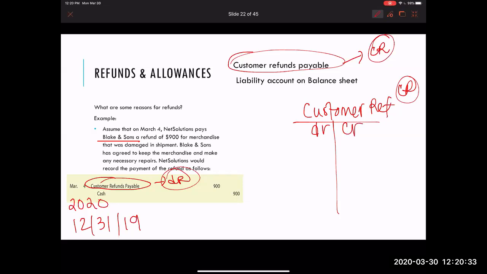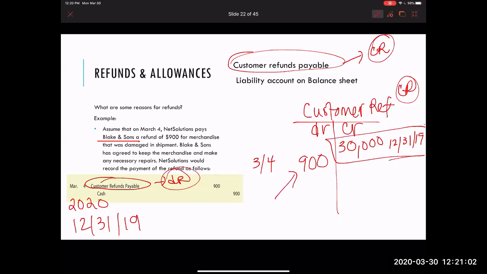So again, as I mentioned before, on 12/31/19, you did maybe an adjusting entry of $30,000. Now, when March 4th came, this is when the customer asked for a refund, like Blake and Sons, and they're saying, hey, I want a refund. And you're okay with that, because you have already created some kind of reserve, expecting that this refund will come. Okay, so all of this is just being applied. This debit is being applied against the credit that we have already built up. Okay, so more on adjusting entries later.